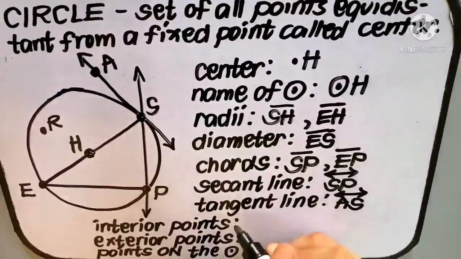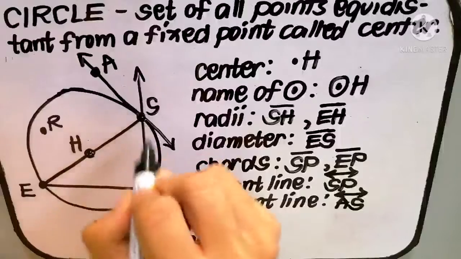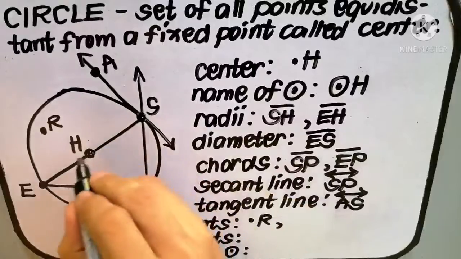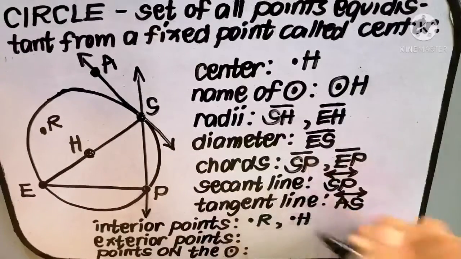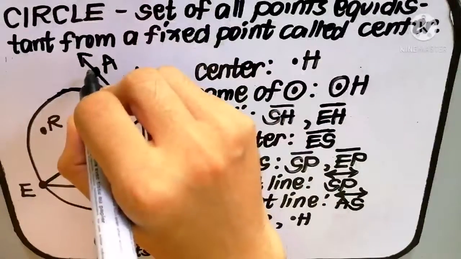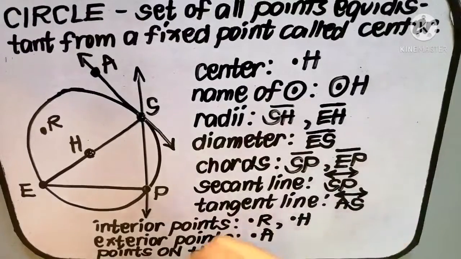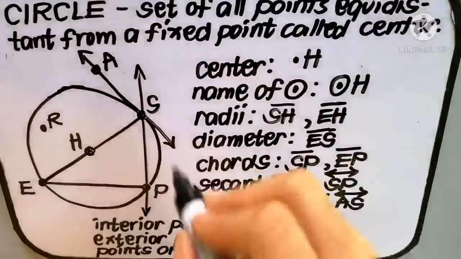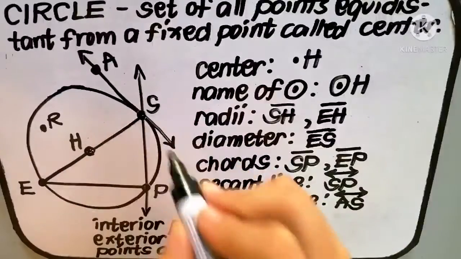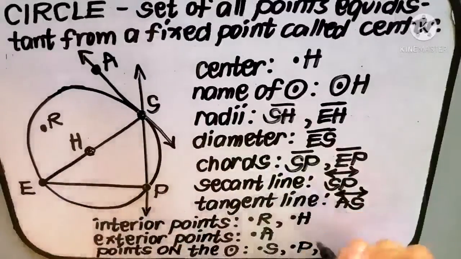Now, let's identify also interior points. Interior points are points inside the circle. So those are point R and point H. Those are the interior points. The exterior points are the points outside the circle. There's only one, that is point A. And of course, there are points which lie on the circle itself. Those are point S, of course, the point of tangency, point P, and point E.